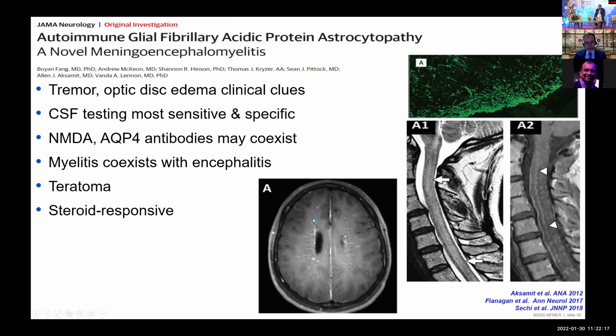And what they recognized is there were patients who presented with encephalomyelitis. So it was not usually myelitis on its own, but usually an encephalomyelitis or encephalitis on its own, where you would see this radial enhancement in about a third to half of patients. That was very striking in this situation. And some of these patients can have kind of hazy T2 hyperintensity and sometimes some central canal enhancement. And this can be associated with teratoma and tends to be quite steroid responsive. And it's best tested in spinal fluid.